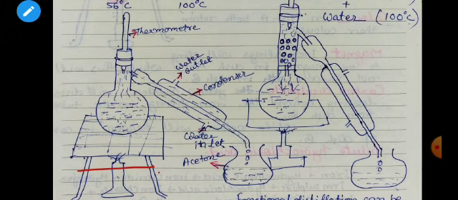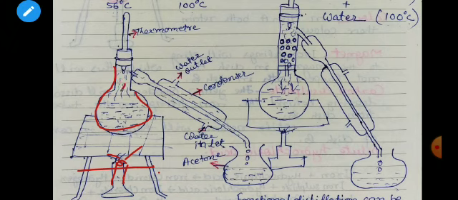Students, for distillation, take the liquid mixture in a distillation flask. This is the distillation flask, and heat from below. Here there is a source of heat, heat from below. Since the boiling point of acetone, that is 56 degrees, is less than that of water, it will change into vapor which will rise upward.